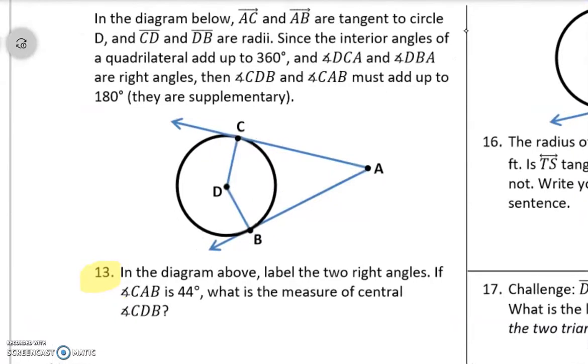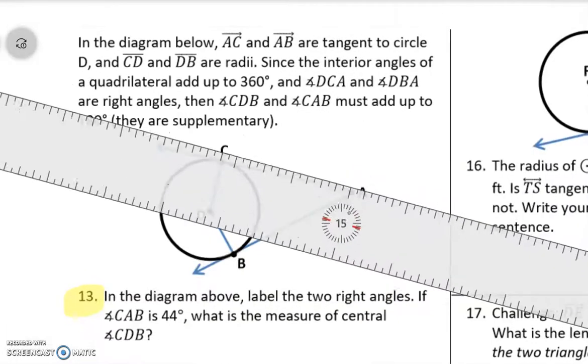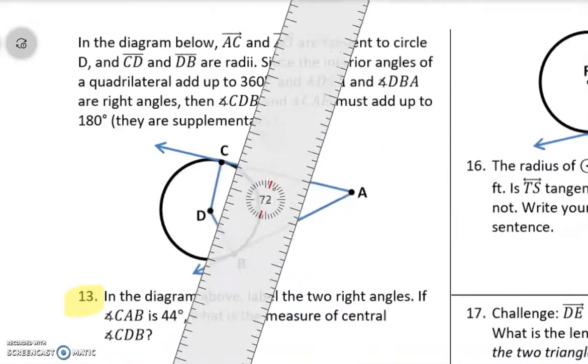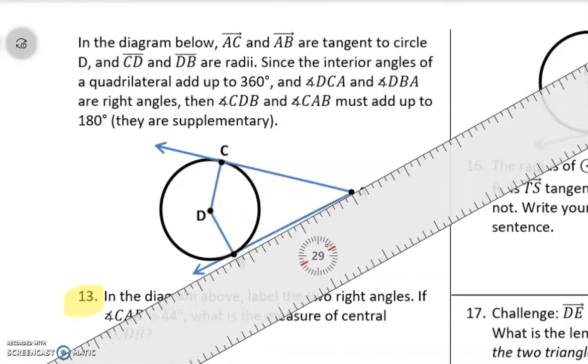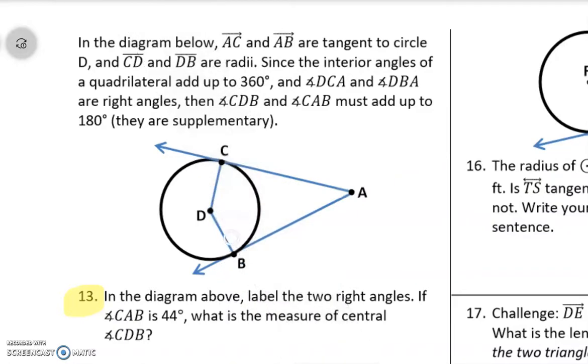It says in the diagram below, AC and AB are tangent to the circle D. All right, so if AC is tangent to the circle, see how it meets that radius, and this is tangent to the circle and it meets that radius, so that means that those are 90-degree angles, right? So let's go ahead and mark those right now. That's a 90-degree angle, that's a 90-degree angle. Okay, so we got that.